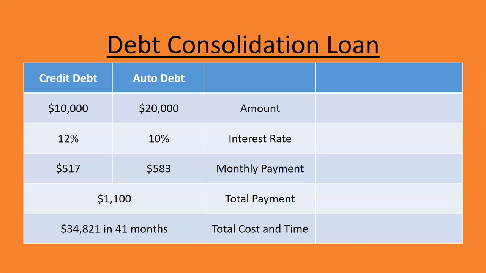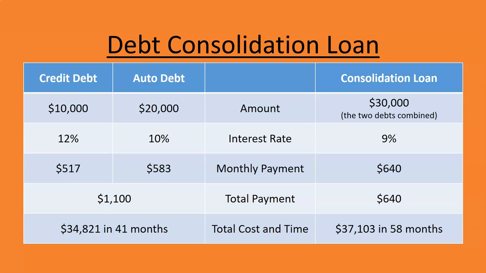But here's the beginning of the example. And as you can see on the screen, you've got a credit debt of $10,000, possibly paying off some maxed out credit cards. You owe for a car loan of $20,000. And you can see the interest rate for each of those loans and how much the monthly payment is to try to get these loans paid off. And you can see the total payment. So the total payment there of $1,100 per month means that over the course of 41 months, this person will have spent $34,821 in an attempt to get their debt paid off.